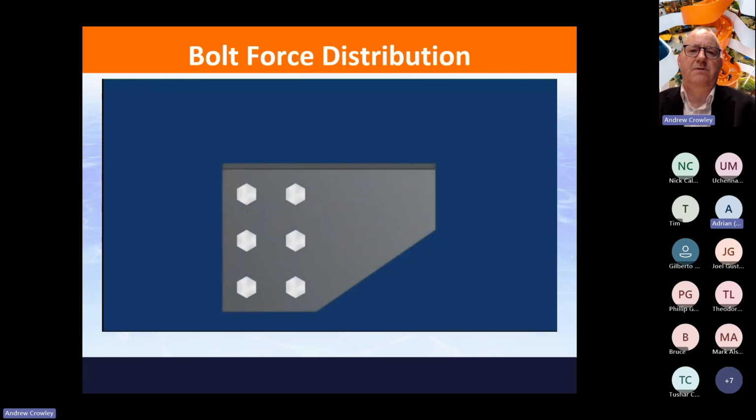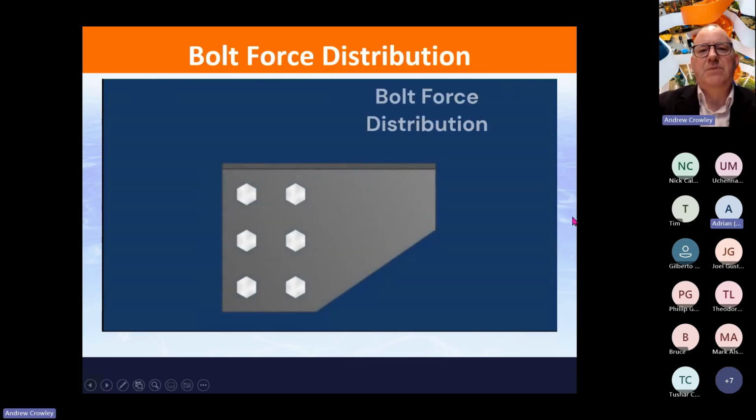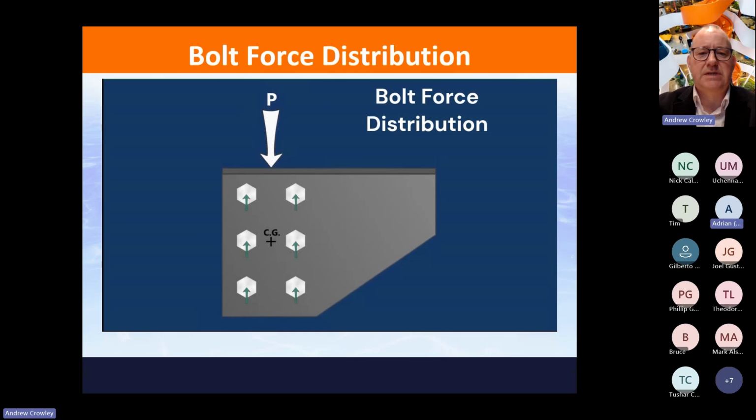How you distribute loads when you've got eccentric loads within a group of bolts. So it's quite nice and simple when you've got a concentrically applied load, so applied through its centroid, and the load in each bolt is simply the full load divided by the number of bolts. So all bolts are carrying the same load.